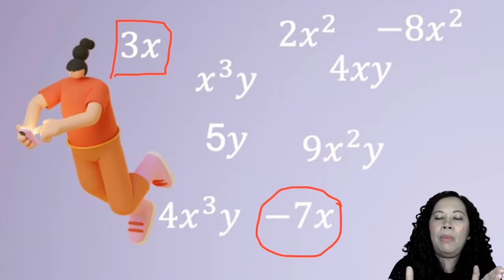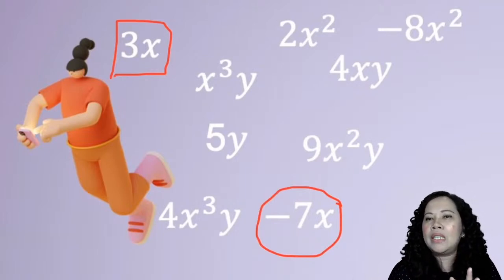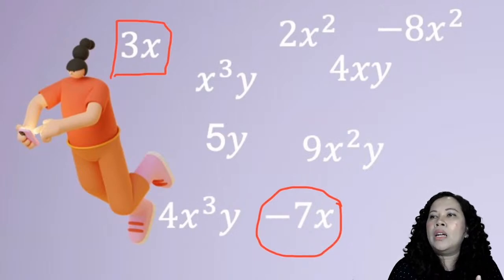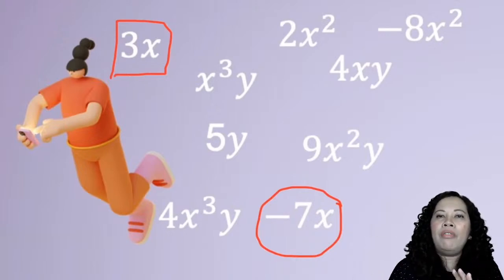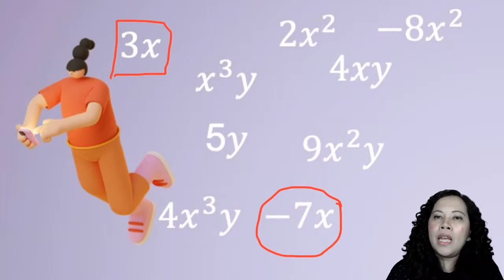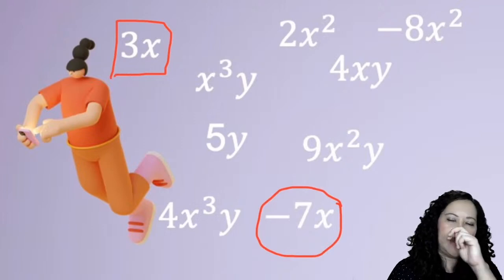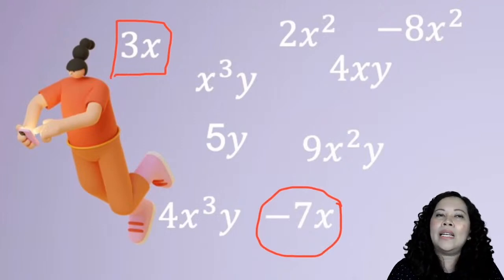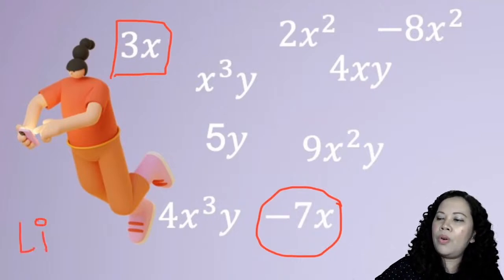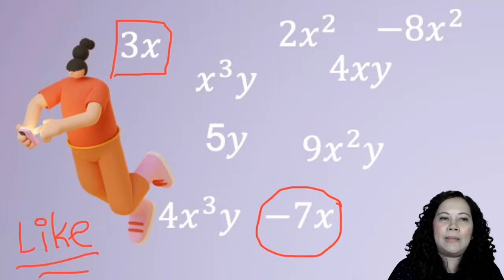The same with your family. You might have a brother, you might have a sister, you might have a mother, a father. You are different, however, you are coming from the same family, you have the same surname. So the same with your polynomials. 3 is different with negative 7, however their surname, which is x, okay, which is represented by x, is the same. So 3x and negative 7x is like terms, okay? We are looking for like terms.